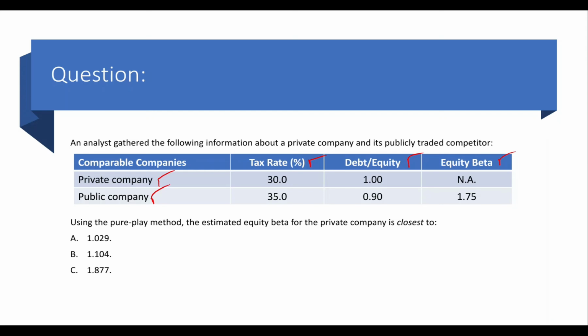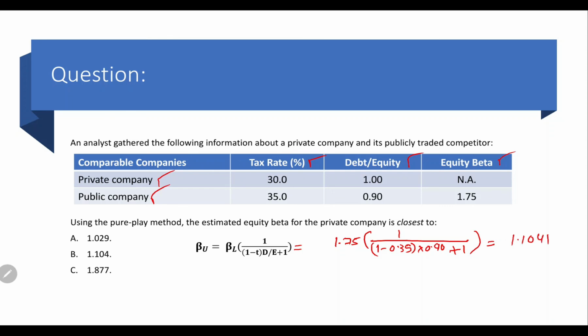So now using the levered beta of the public company, we'll find the value of the unlevered beta. We'll use this equation to do the same. We have 1.75, that is levered beta, multiplied by 1 divided by 1 minus 0.35, that is the tax rate, multiplied by 0.90, that is the debt equity ratio, plus 1. So the unlevered beta is 1.1041.